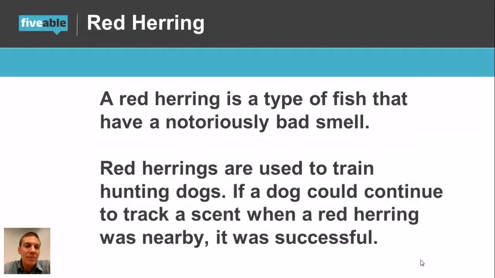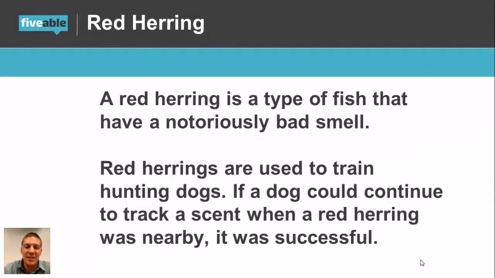So a red herring is actually a type of fish, and they're notoriously bad smelling. So the story goes that red herrings, these really nasty smelling fish, are used to train hunting dogs. So you'd send a dog on a hunt to track a scent, and then you'd throw in a red herring nearby, and if the dog could ignore the red herring, the distraction, and focus on what they were going after, that was a successful mission. That was a successful training session.